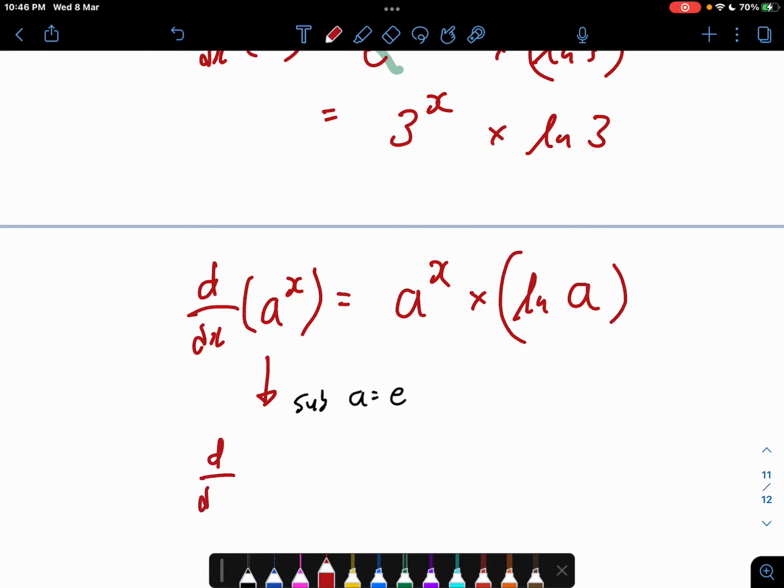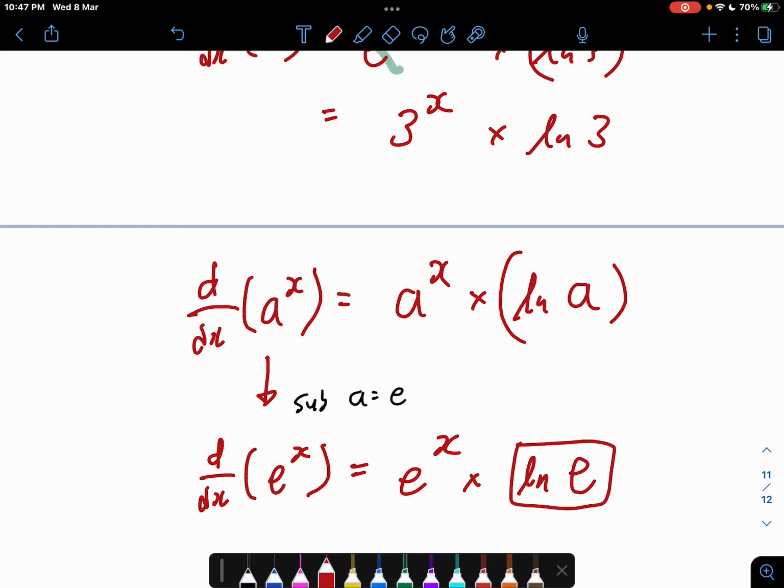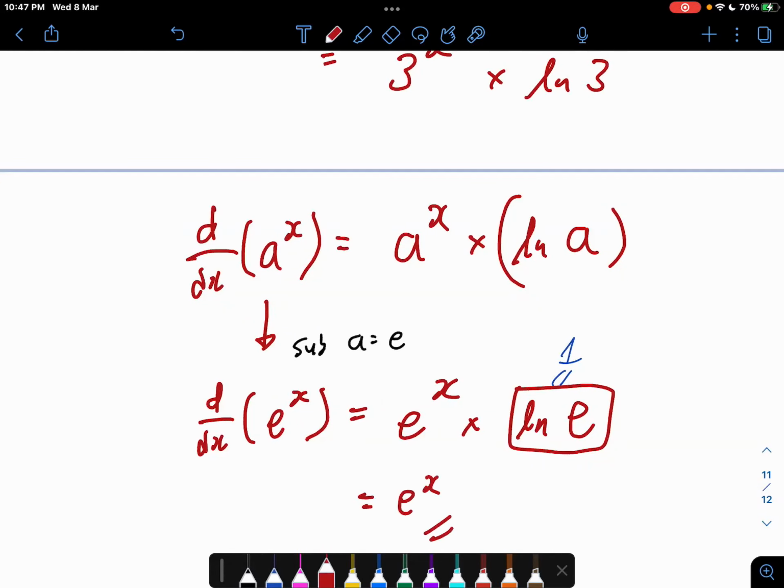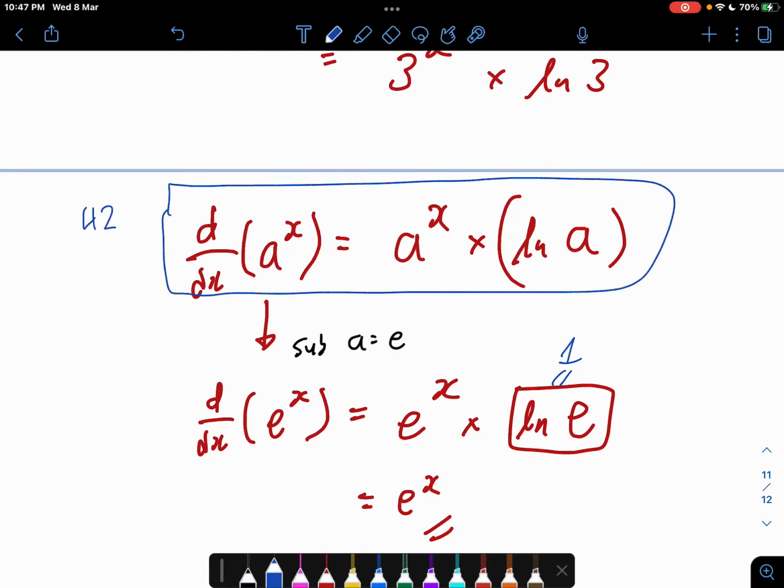What I end up with is d by dx of e power x. A replaced with e, so we get e power x times ln of e. What's ln of e again? It's 1. So this means e power x times 1, which gives you back e power x. Okay, e power x is just a special case of the general formula over here. But this is not in your syllabus. This is H2 Max, A level. Just to let you know, but it's within your reach.